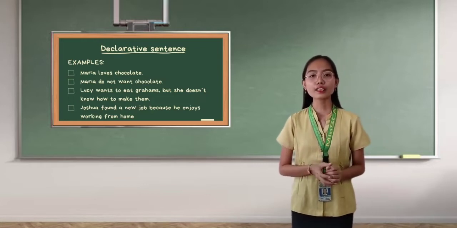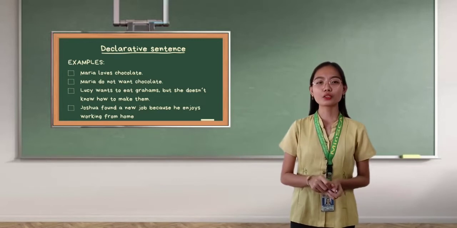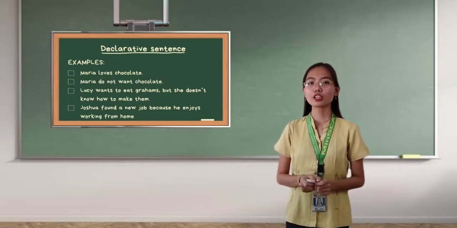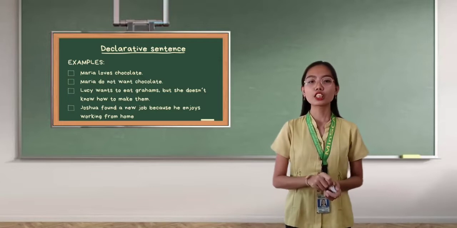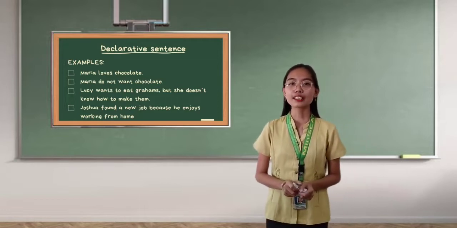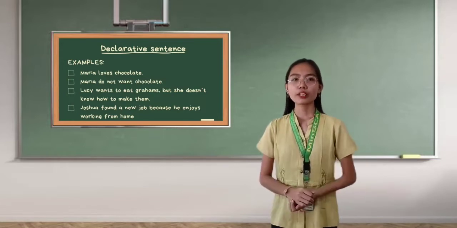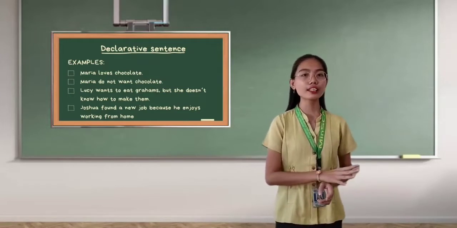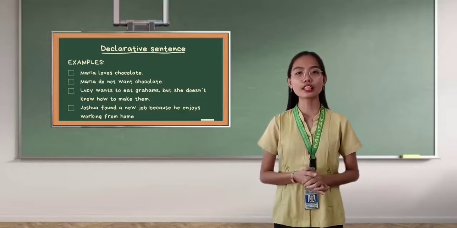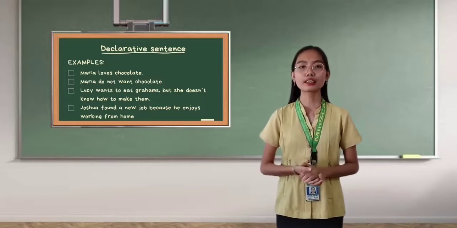Declarative sentences can be compound. For example, Joshua found a new job because he enjoys working from home. As you can see, these sentences make statements, whether a fact or opinion. Declarative sentences can be simple as in the first examples or compound as in the final example. They can also be in any tense as long as they do their basic job of presenting information. This makes them the most common sentence type.